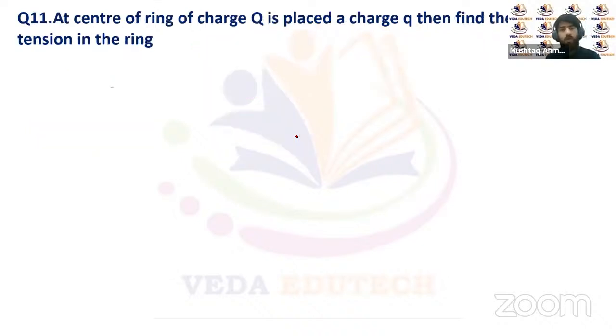Now, talking about question number 11. At the center of a ring of charge Q is placed a charge Q, then find the tension in the ring.